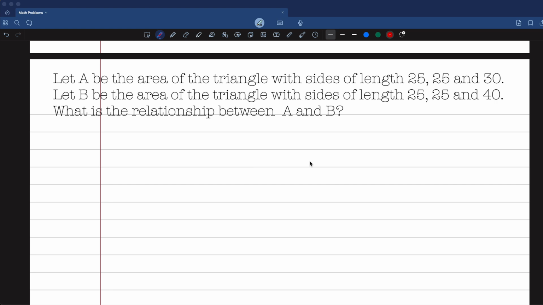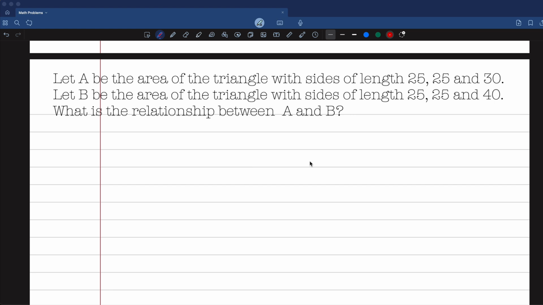Let A be the area of a triangle with sides of length 25, 25, and 30, and B be the area of a triangle with sides of length 25, 25, and 40. What is the relationship between A and B?